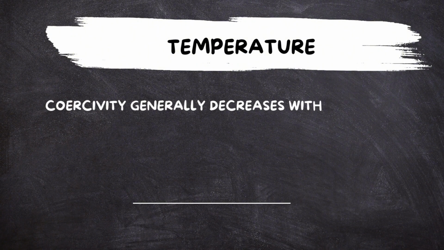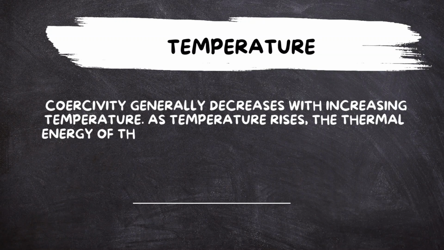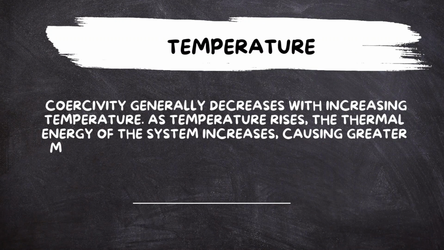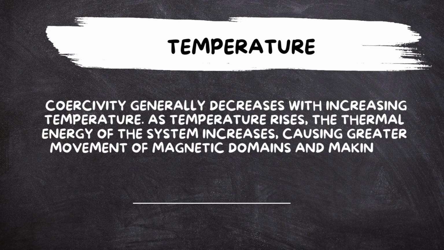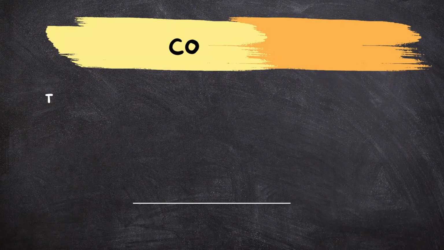Coercivity generally decreases with increasing temperature. As temperature rises, the thermal energy of the system increases, causing greater movement of magnetic domains and making it easier for the material to become demagnetized.